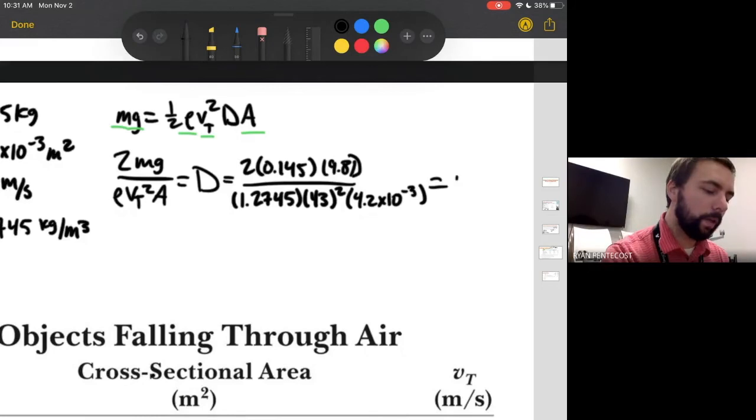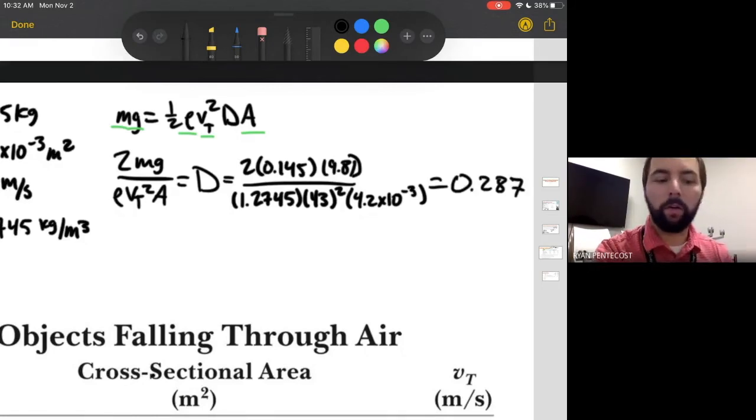So this is your general size of a drag coefficient. It's usually a decimal, in my experience. But what are the units on this? What is the unit for a drag coefficient?